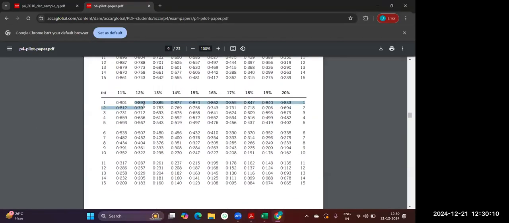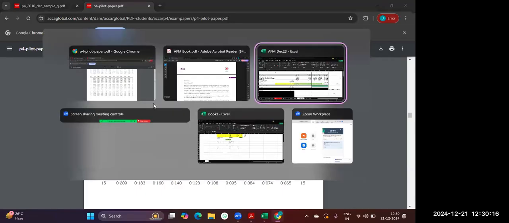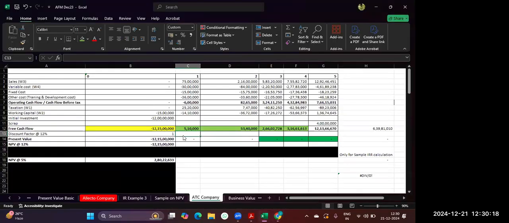We have this table, right? For 12%, this one. 0.893. What is for year two? 0.797. Then 0.712. Then 0.636. Then 0.567.